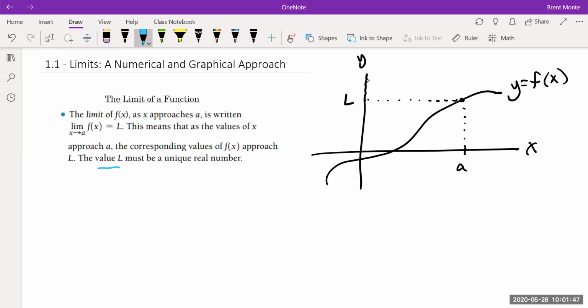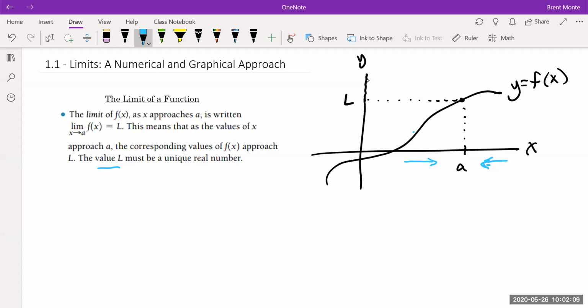The limit of f of x as x approaches a. So the graph is going this way towards a. We don't know which side. It actually has to be from either side. We'll talk about that in just a minute. But as x is approaching a, the limit of the function as x approaches a of f of x is L.